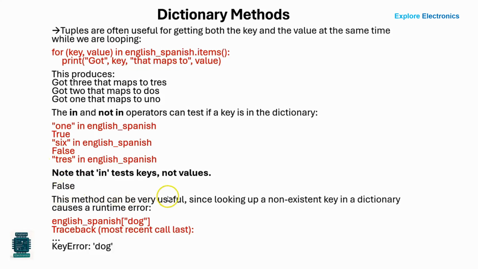This method can be very useful since looking up a non-existent key in a dictionary causes a runtime error. For example, if I'm searching for a non-existent key which is not there in the dictionary, it will return a runtime error. Let us see an example. English, Spanish, dog. If I take dog, the value is not there. Dog is a key. That's why it will return a key error, which is a runtime error. Dog key is not there in the dictionary. That's why it will show a runtime error, which is KeyError: dog.